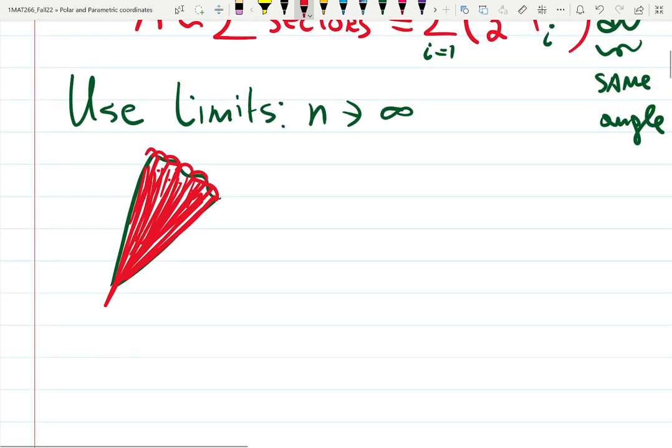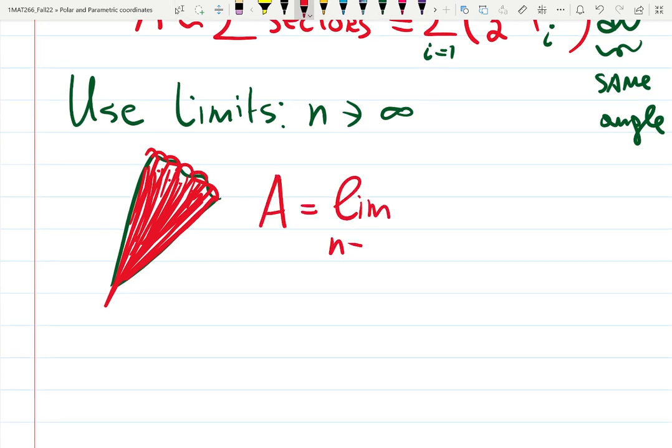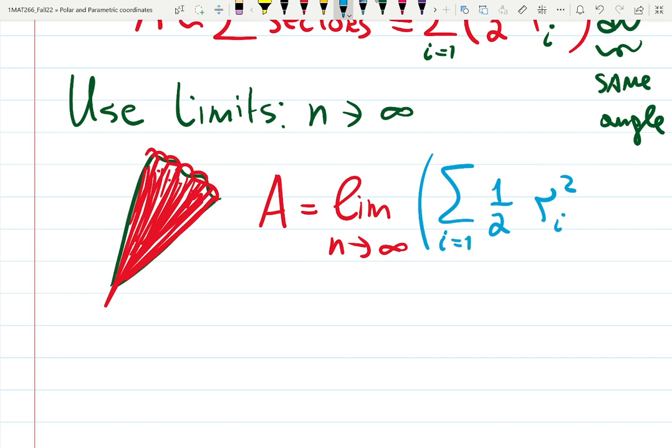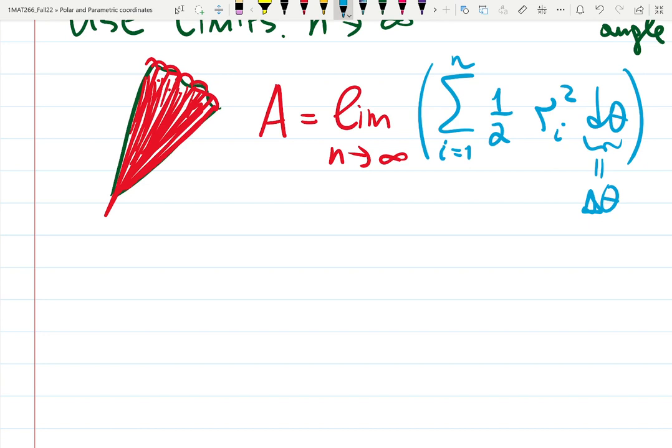And the formula is A will be, we're taking the limit of n going to infinity, and then whatever I showed before is the sum of 1/2 r squared, i is from 1 to n, d theta or delta theta. Sometimes we call it delta theta. Delta means difference, right? Small difference, small angle. That gives us a final formula.